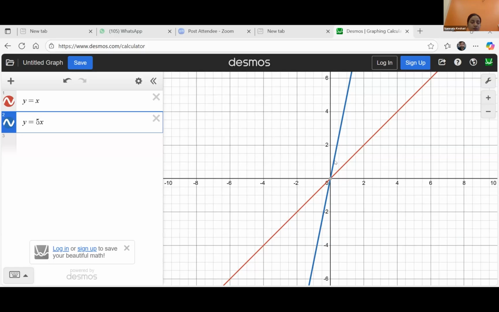Yes, ma'am. Or another example is, suppose the red one is a staircase and the blue one is a staircase. So the blue one is quite difficult to climb. Can you see? Yes, ma'am. Is it making sense to all of you?